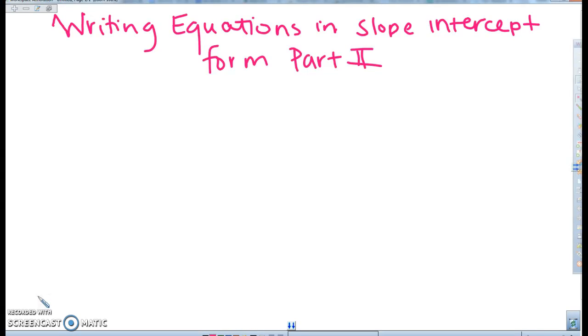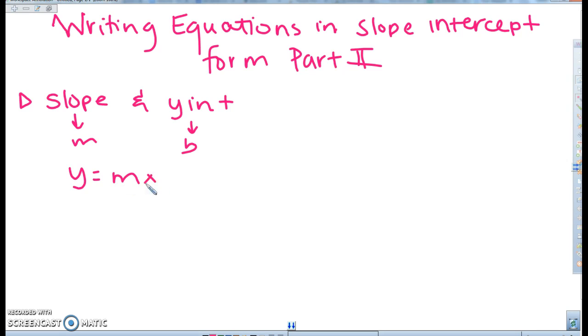Hello! Today we're talking about writing equations in slope-intercept form again. So part 2. We know how to write it if they give us the slope and the y-intercept, because the slope is m and the y-intercept is b, and our equation is y equals mx plus b. So we know how to plug those two things in.